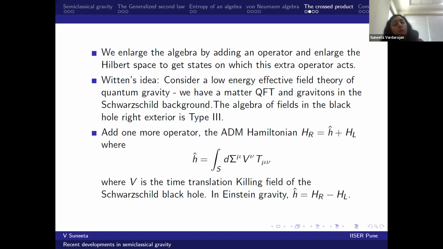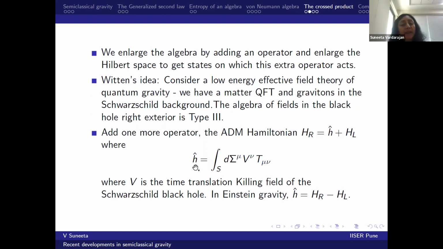The specific operator which Witten proposed that you should add is the ADM Hamiltonian of the right side, the right ADM Hamiltonian, H_R. Now this H_R can actually be written as an operator H hat plus the left ADM Hamiltonian. In the maximally extended black hole, you have both a left region and a right region. In the left asymptotic region and in the right asymptotic region, you can define two masses: one is the ADM mass on the right, and another is the ADM Hamiltonian on the left. The two are related by this relation.